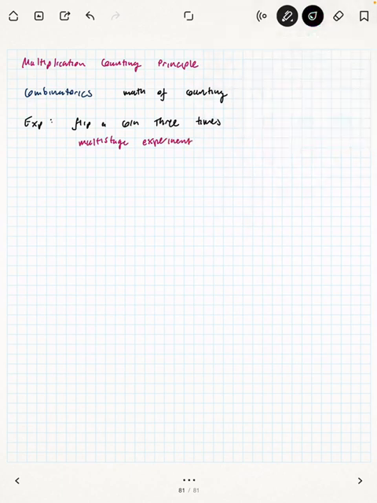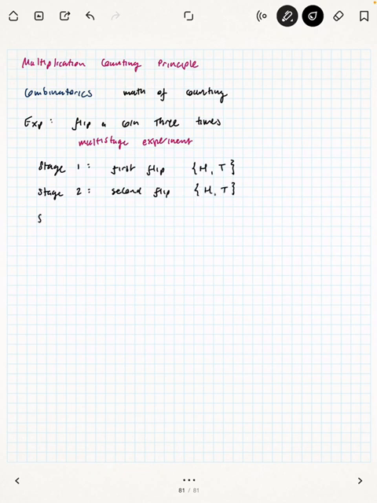So we have stage 1, which is the first flip. We know we get either heads or tails. Stage 2, the second flip, and again, we can get either heads or tails. And stage 3, we have our third flip. So this is pretty intuitive. This is not any different than what we would expect to happen. But then, how do we think about the final sample space?